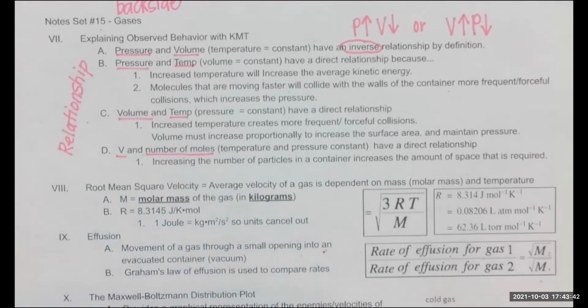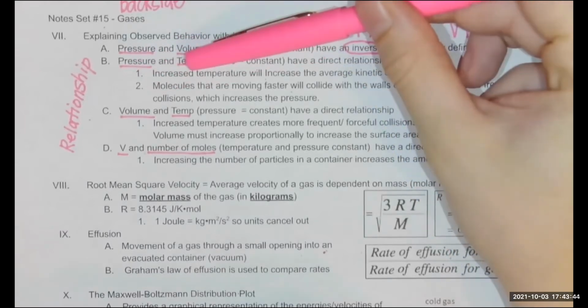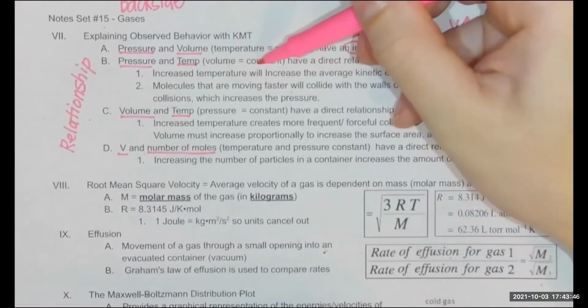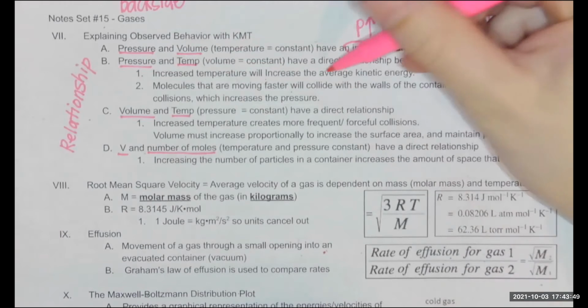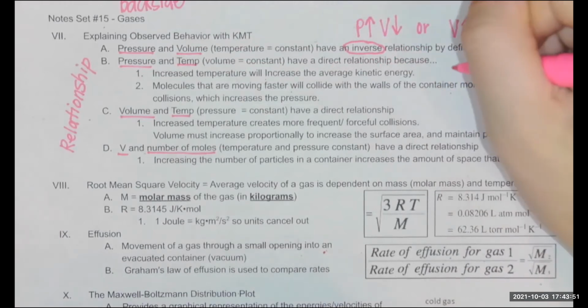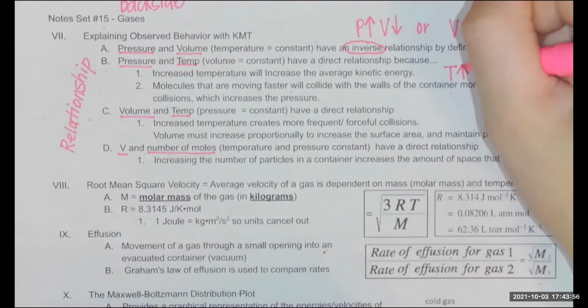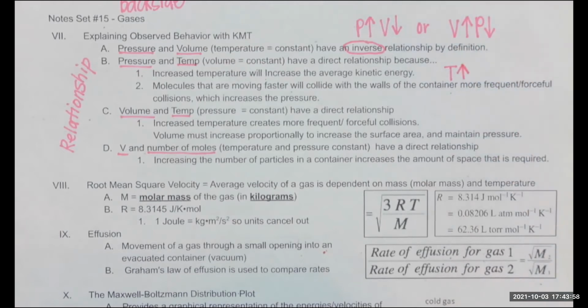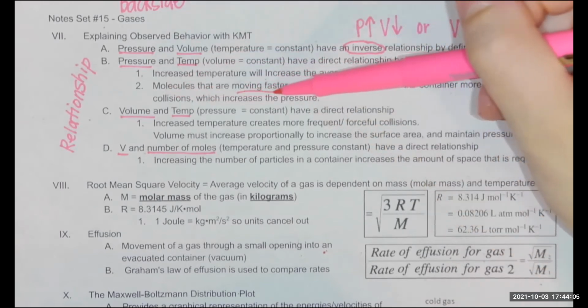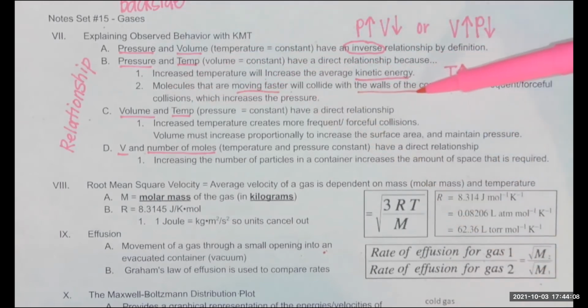The next one, pressure and temperature, assuming that your volume is not changing. Pressure and temperature have a direct relationship because let's say that you have a temperature that's increasing. Increasing temperature means that there's more movement. The molecules are moving faster. They'll collide with the walls of the container more frequently, more forcefully, and that's literally the definition of pressure.